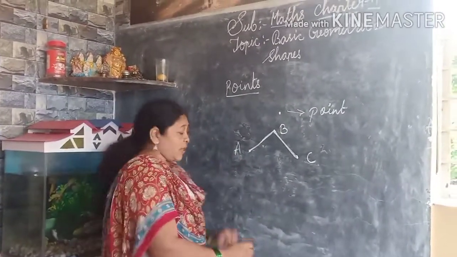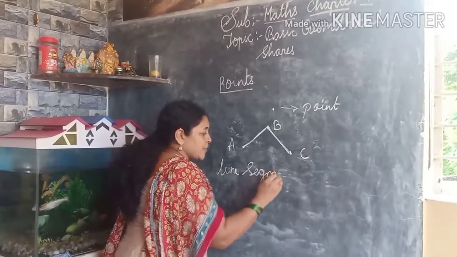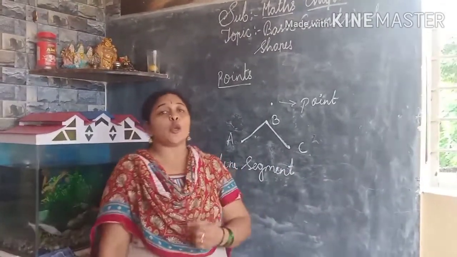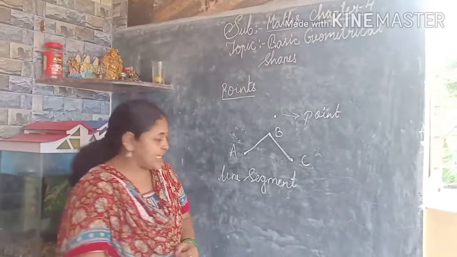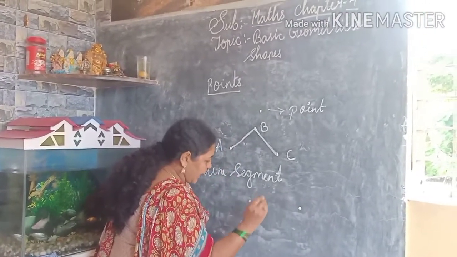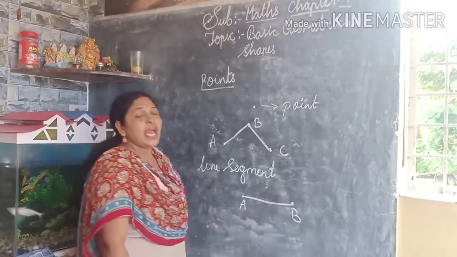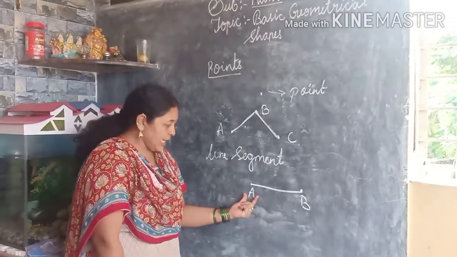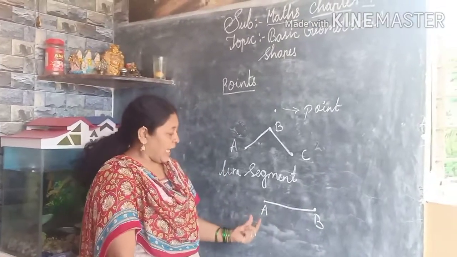The second one is what we call a line segment. So what is a line segment? A combination of 2 or more points is called a line segment. Let us see one line segment, where we connect A and B. If you have A and you have B, and you connect A and B, it becomes a line segment. We have connected point A and point B, which together become the line segment AB.